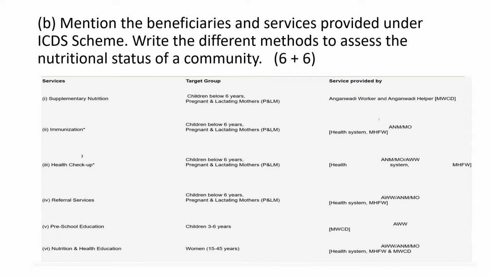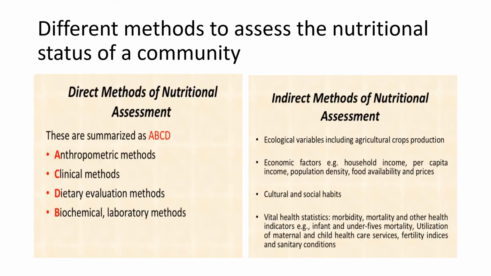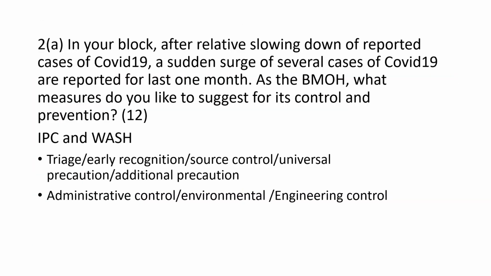So here you know how to write it. You have to write down the services, the target group, and the services provided by. That makes for very structured answering. As you can see here, we have mentioned the supplementary nutrition, immunization, health checkups, referral services, preschool education, nutrition and health education, and along with that, I have also mentioned the target groups in each of these categories. There are different methods actually to assess the nutrition status: direct methods and indirect methods. So you should segment your answer accordingly, depending on the age group given.